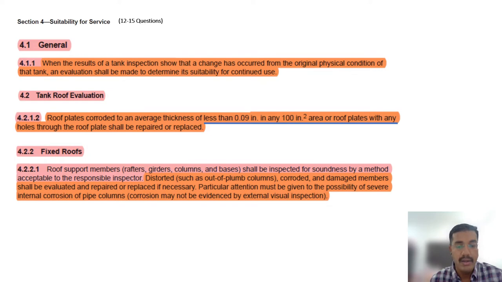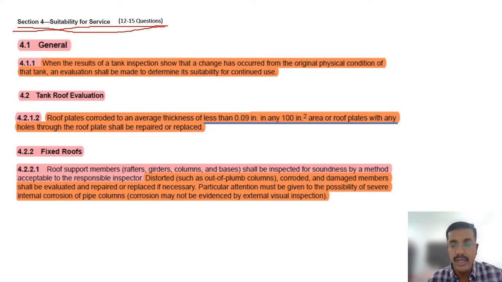What does it mean by suitability for service? When we put the tank in service, some corrosion, erosion, degradation or distortion will happen to the tank surface. Either it can happen to the roof, the shell or to the bottom. In order to evaluate the percentage of the degradation, distortion, contamination or corrosion for those areas, and whether those areas need an immediate repair.